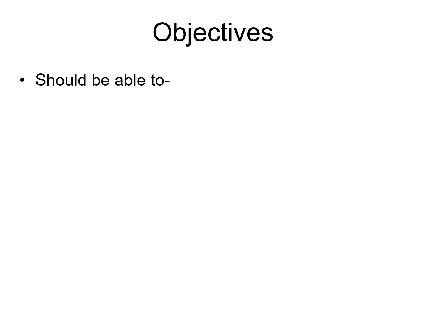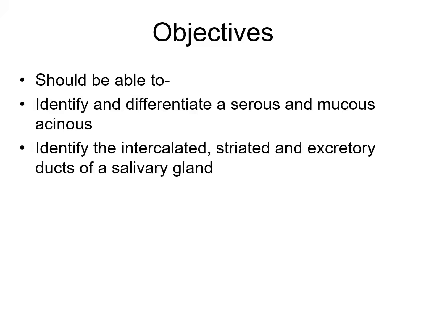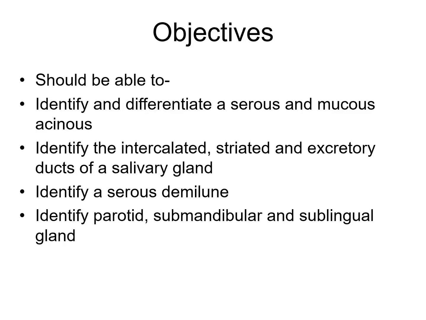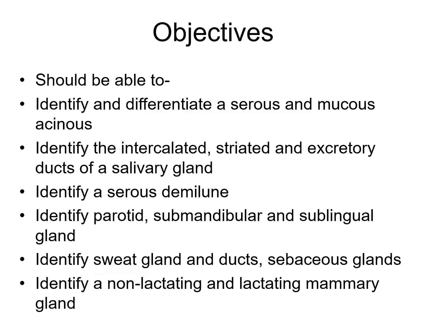The objectives of the class are that you should be able to identify and differentiate a serous and a mucous acini, identify the intercalated, striated and excretory ducts of a salivary gland, identify a serous demilume, identify parotid, submandibular and sublingual glands, identify sweat gland and its ducts, sebaceous glands, identify a non-lactating and a lactating mammary gland.